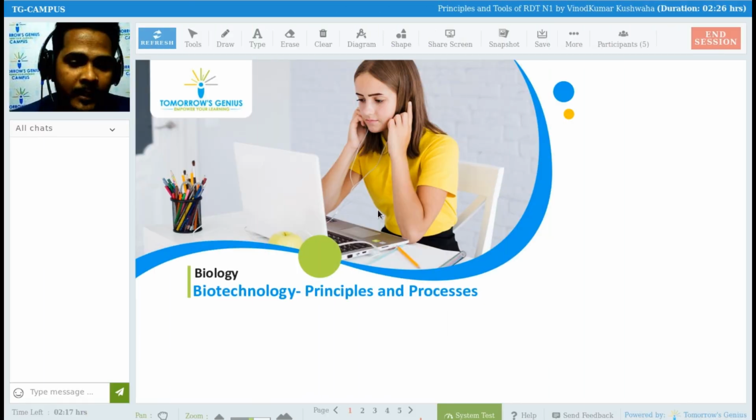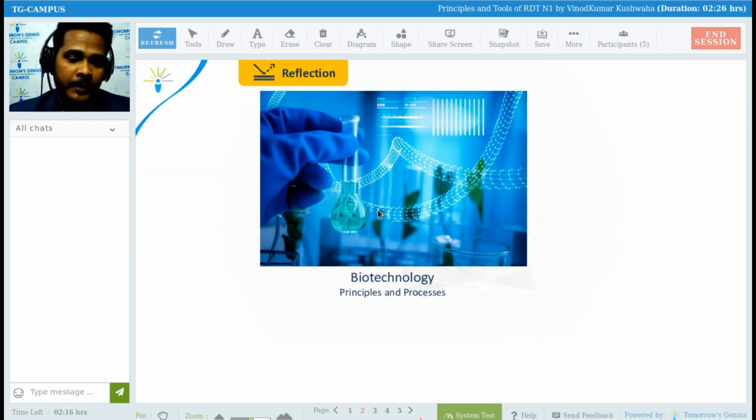Biotechnology: principles and processes. So now, biotechnology, see the name itself is something unique, because you are in 12th standard and it's something new for you. Though it is not new, you feel a little bit new, because there are certain ways we can change the character of any particular organisms.